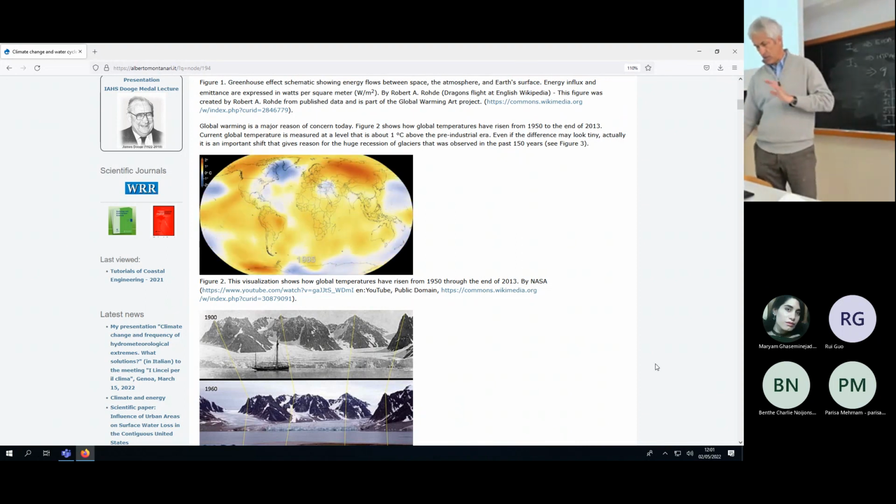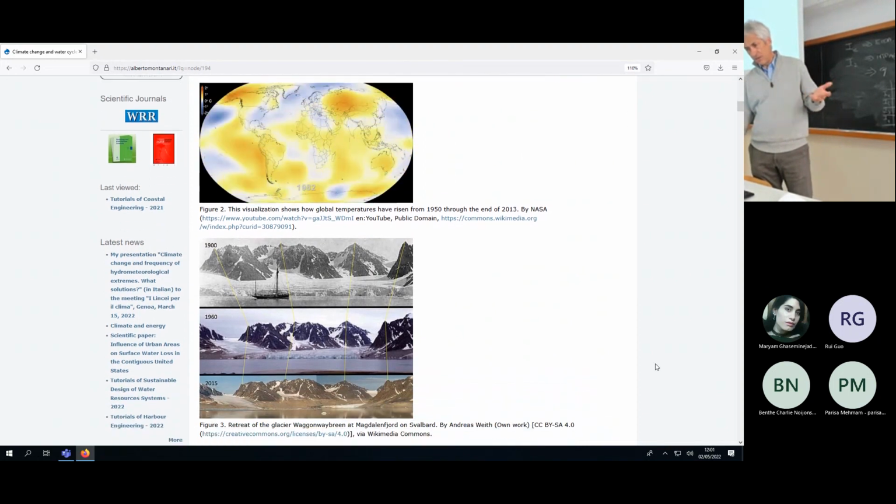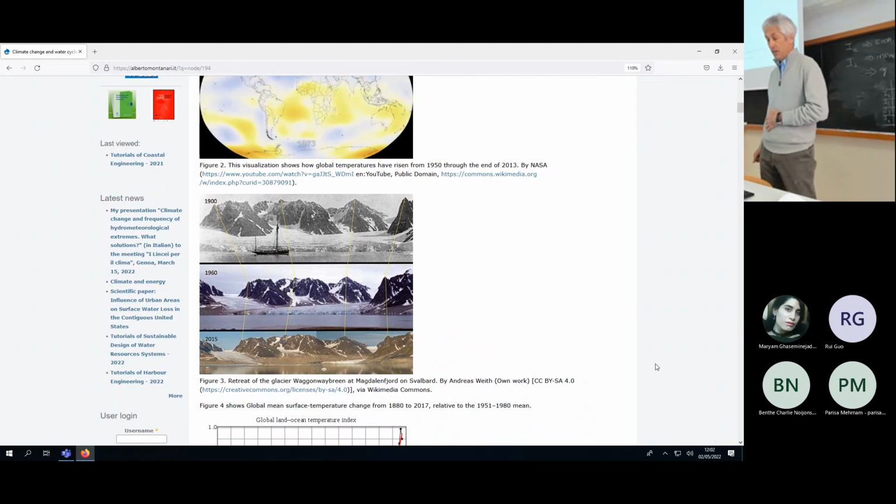But in any case, glaciers speak for us. We are in a warming period.